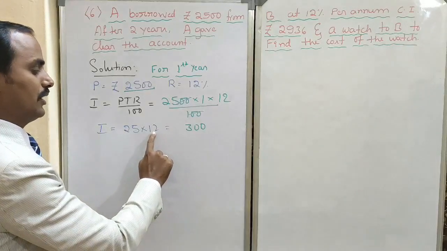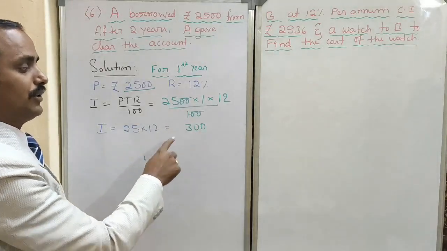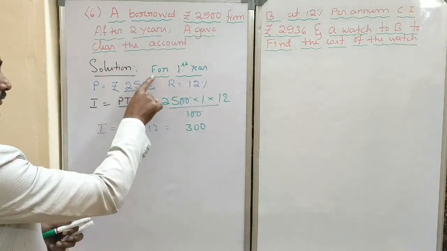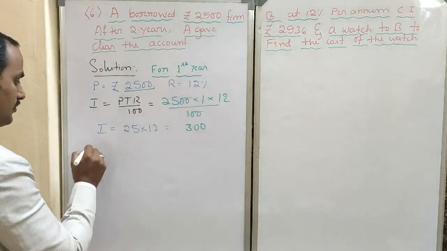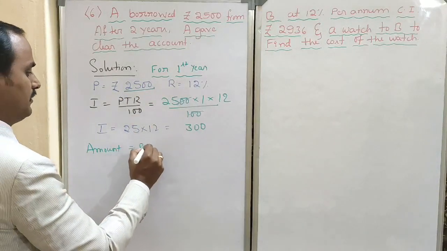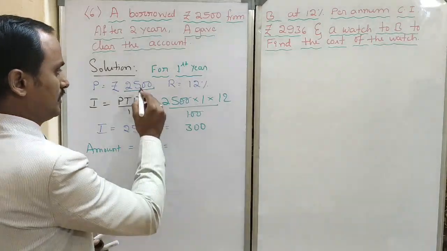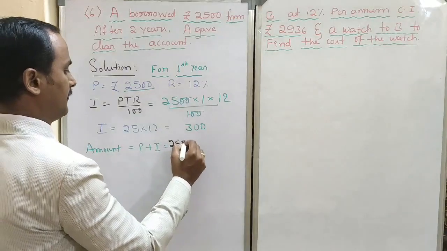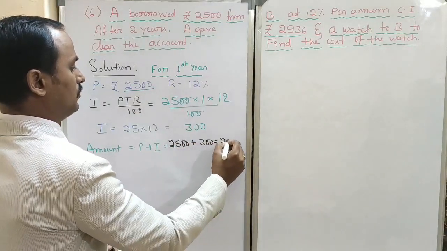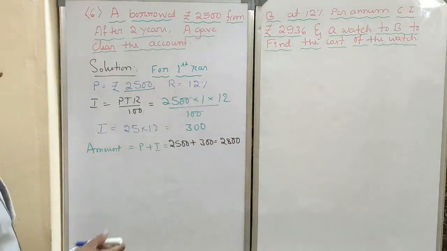Clear? Interest amount 300. At the end of the first year, amount is equal to principal plus interest. What is that value? Principal amount is 2,500 plus interest 300 is equal to 2,800, children. Okay, what next step?